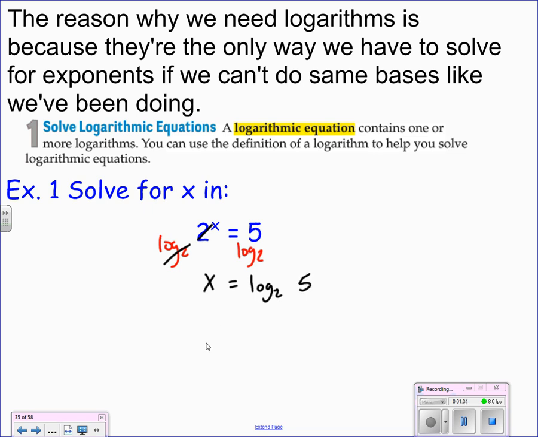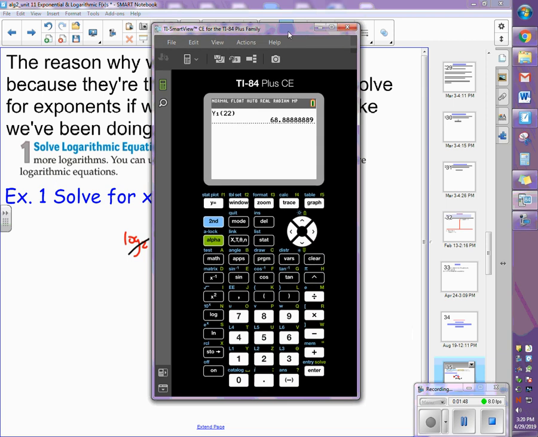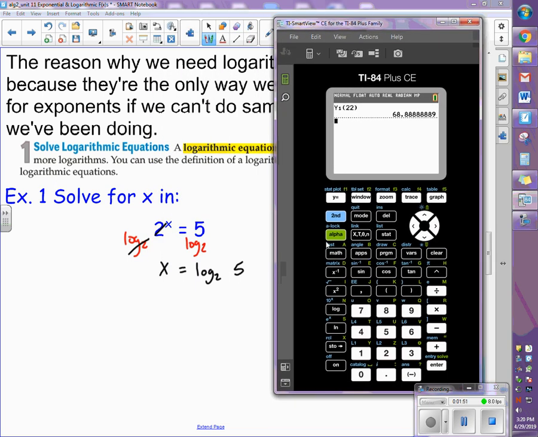And I need to figure out what this is equivalent to. We're going to need a graphing calculator for that. So I believe you hit alpha window 5. Alright, and then for my base of my log, I'm going to put 2. And then in the parentheses, I'm going to put 5. So x is approximately 2.32.